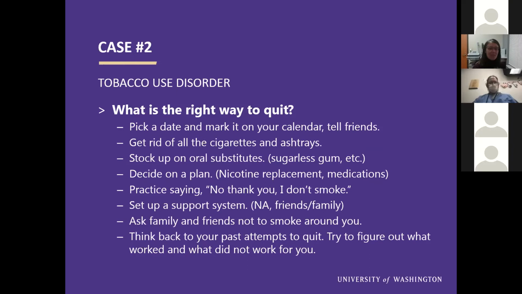I've listed here some different strategies that are recommended by the American College of Surgeons and many others. The most important thing though, as you'll see in this slide, is patient buy-in. So they need to pick a date, they need to commit and get rid of all of their supplies and buy substitute supplies such as sugarless gum or nicotine replacement. They need to practice telling their friends that they're not a smoker and involve family and friends to keep them accountable. And it's an individualized strategy.